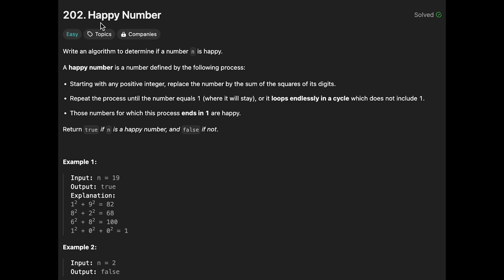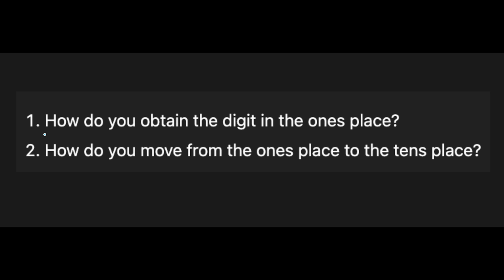Hey everyone, today we are going to solve the LeetCode question, Happy Number. I think there are 2 points to solve this question. First point is how do you obtain the digit in the ones place? Second point is how do you move from the ones place to the tens place? Let me explain one by one.